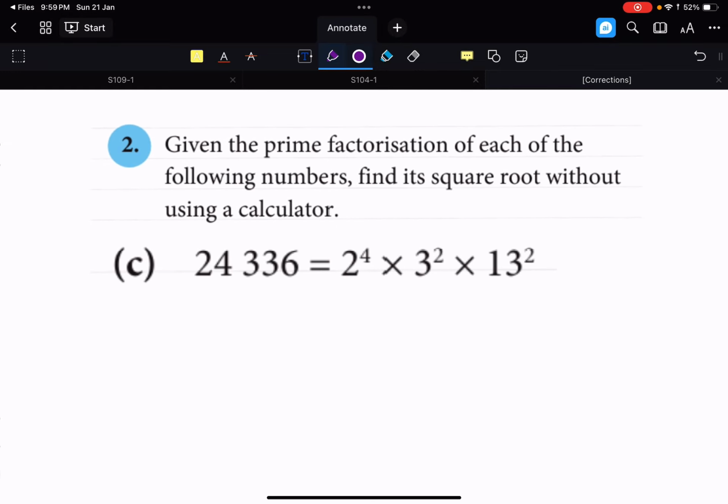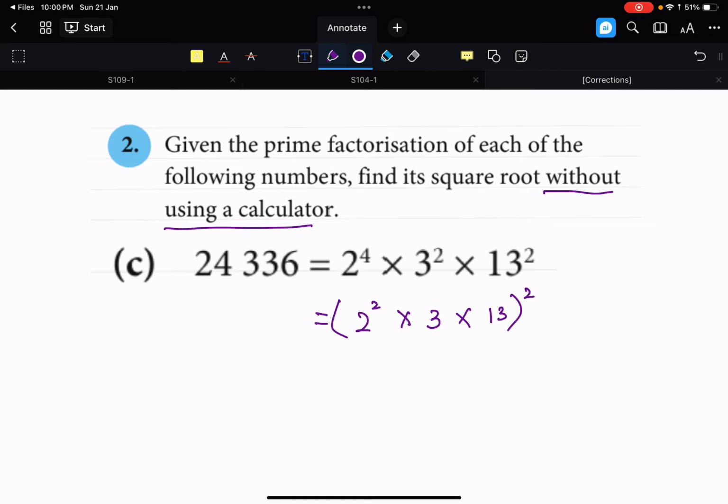Next question, we are already given the prime factorization form. This time round, it is written for us. 24,336 is equal to 2 to the power of 4 times 3 to the power of 2 times 13 squared. And we are told to find the square root. When it says without the use of a calculator, we're not going to use a calculator. You can use a calculator for checking, but not in showing the process at which we obtain the answers. So from here, we can rewrite this in the form 2 to the power of 2 times 3 times 13, all to the power of 2.